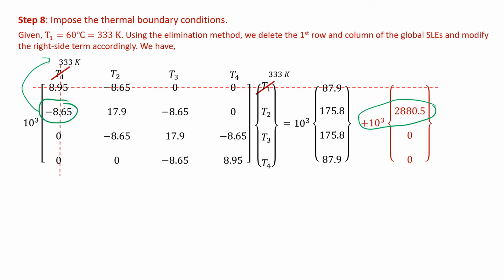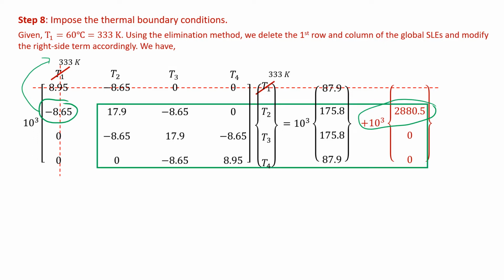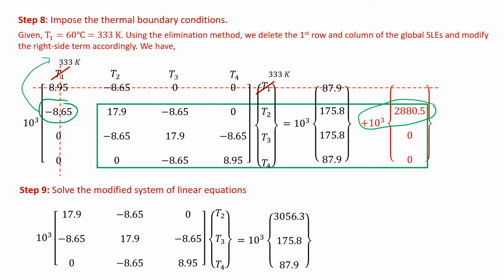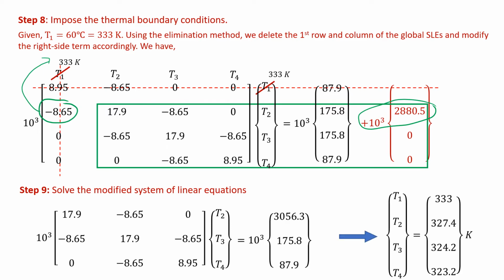Then we just need to focus on those values in this green box. Then we will obtain our modified system of linear equations, and then we just need to use the calculator to calculate the unknown nodal temperatures as shown in this slide.